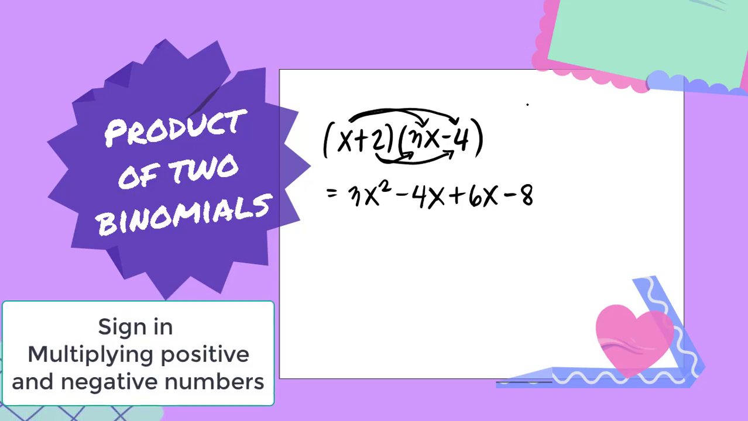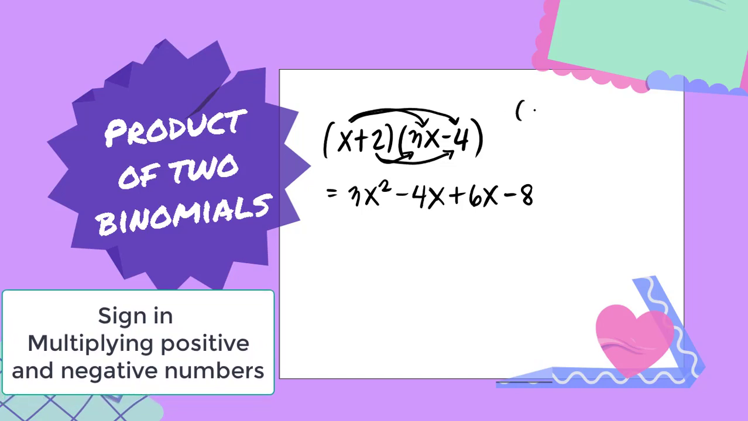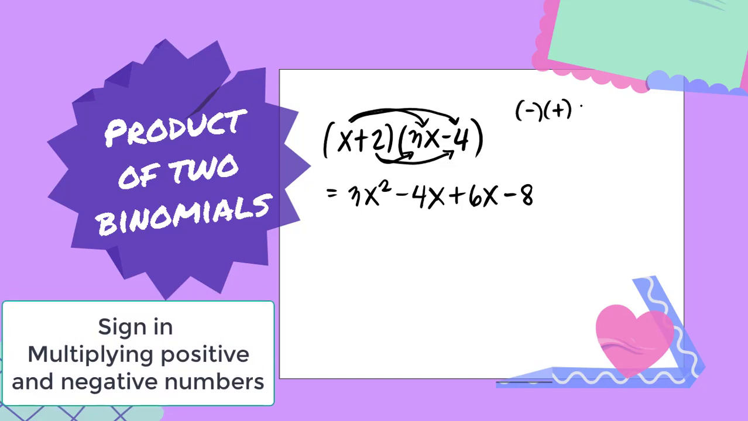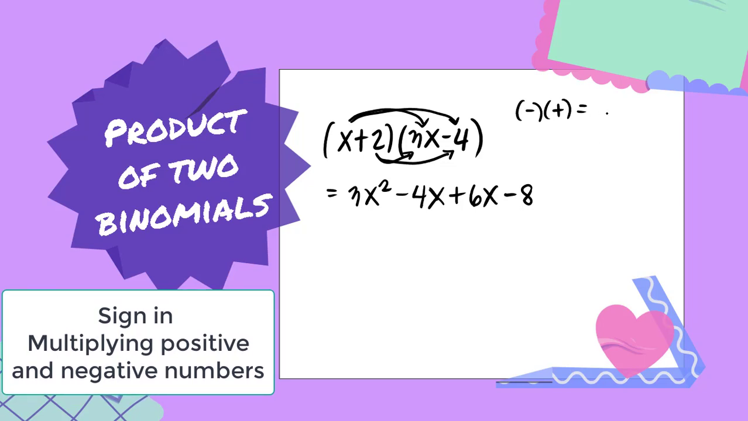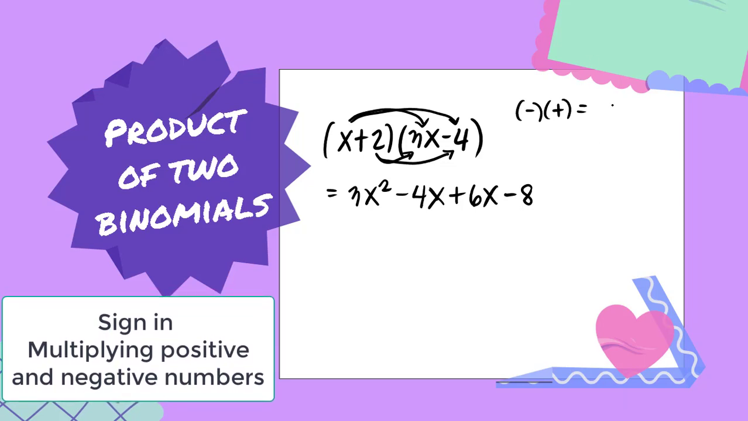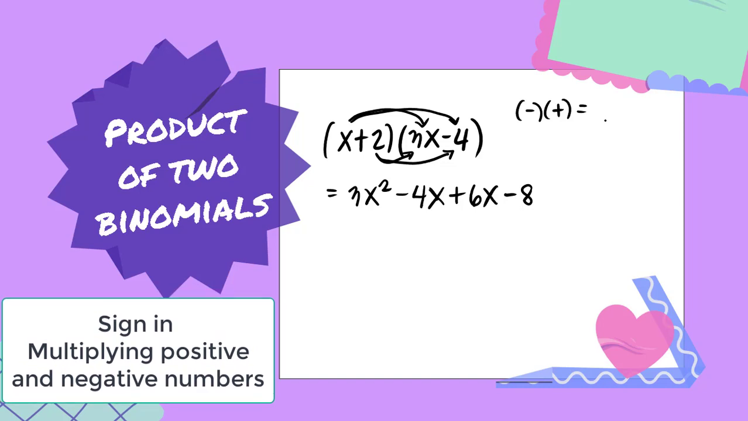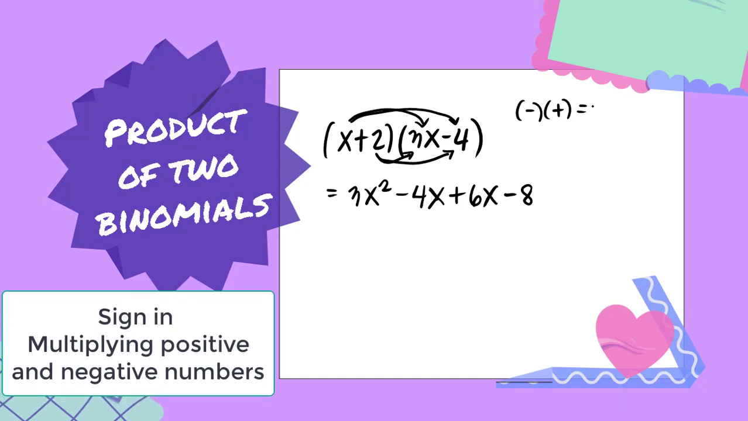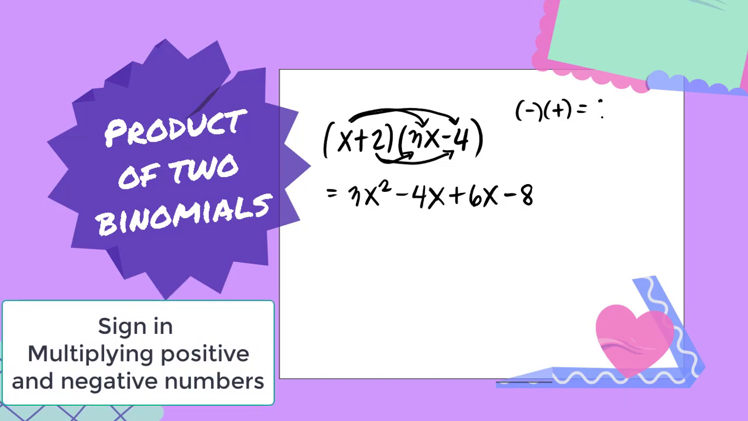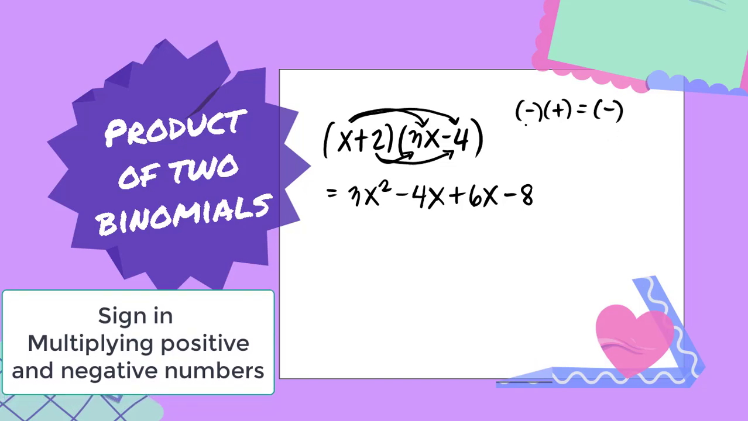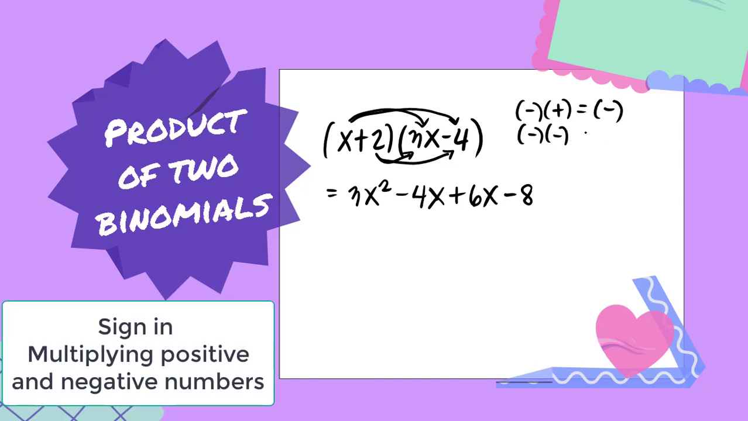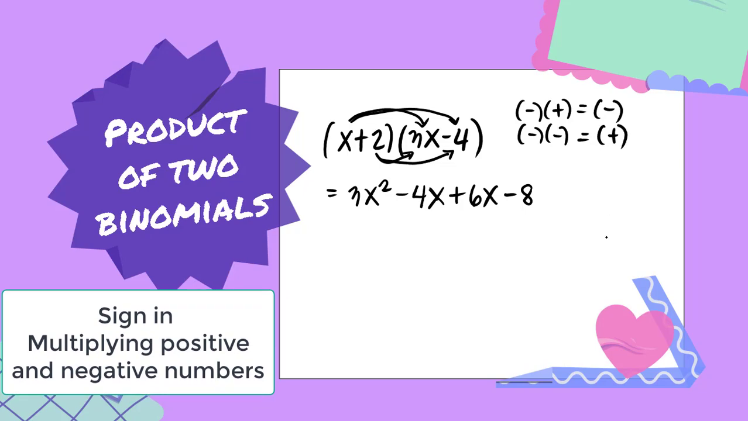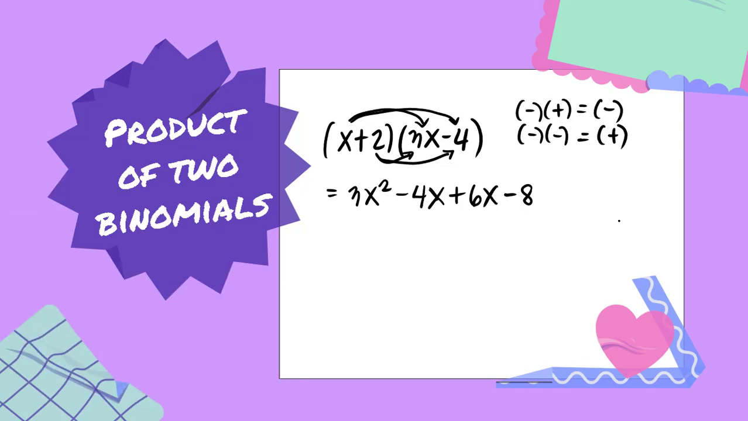So remember, when multiplying positive and negative numbers or terms, it will result in a negative. But when you multiply a negative and a negative number, it will result in a positive answer. To simplify your answer, you have to combine like terms again.